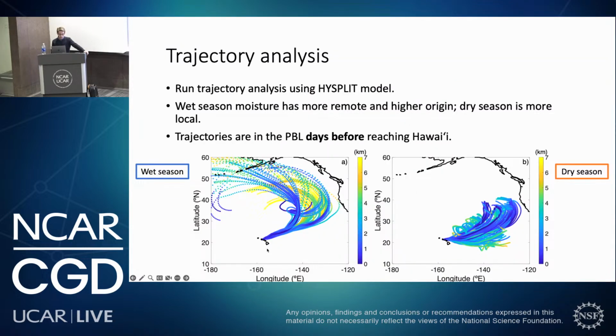And so we did some trajectory analysis using the HYSPLIT model. And here I'm showing on the left panel some trajectories that we backtracked for 1 week during the wet season. And on the right, it's the same, but for 1 week during the dry season. These are only 1 week, but they are fairly representative of the conditions that we have. And the colors represent the altitude of the trajectories.